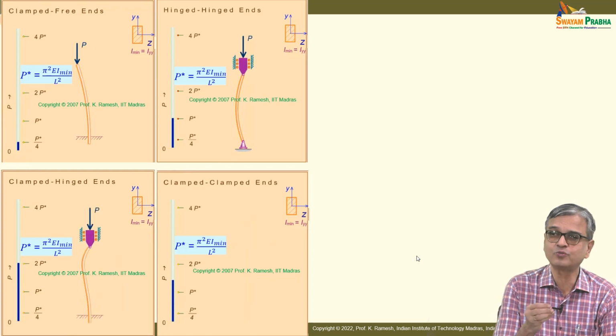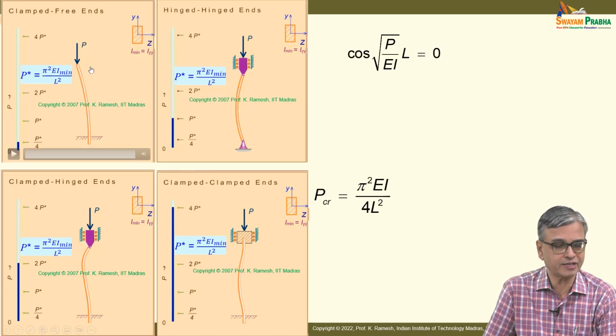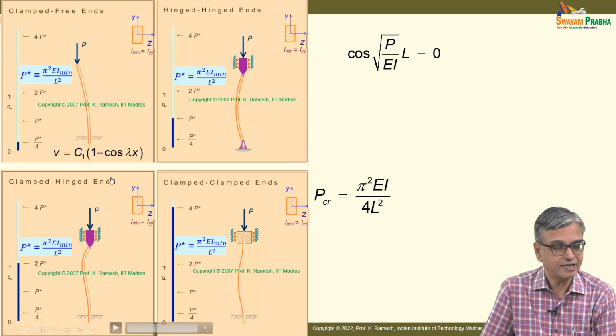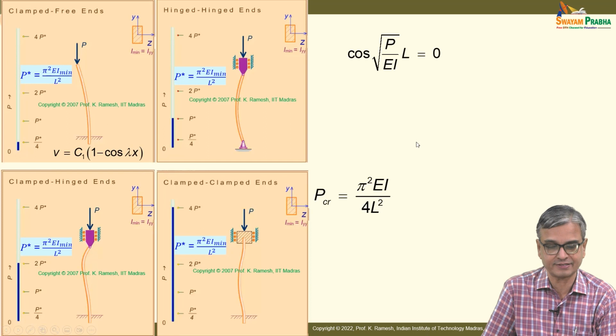Fine, you have a visual representation, and now I am also going to provide an excellent summary. In the case of clamped-free, the basic expression we had was when the determinant goes to 0, cos square root of P by EI L equal to 0. That gave me P critical as pi squared EI by 4L squared, and you could also get the deflected curve as V equal to C1 (1 minus cos lambda x).